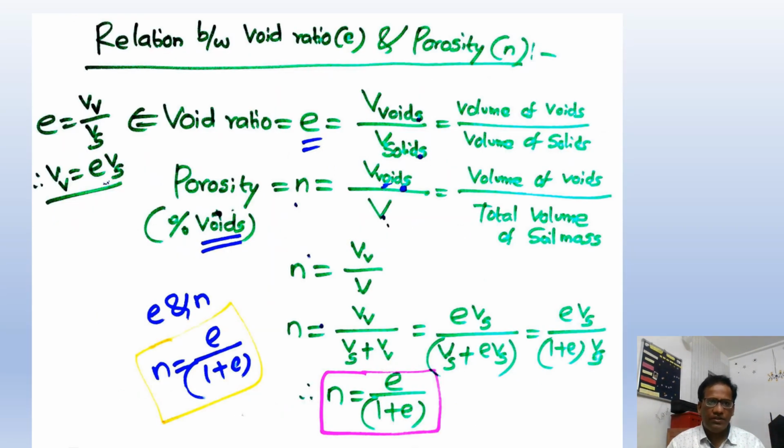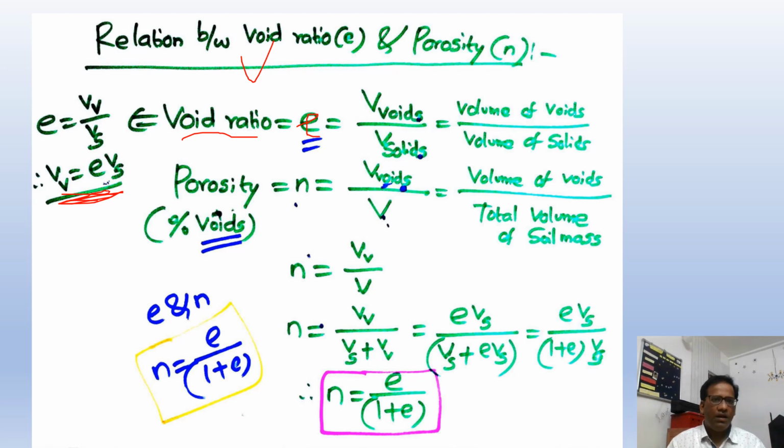Here we can see void ratio. This is a very important, basic property of soil. Void ratio is a pure volumetric relation. Void ratio is equal to volume of voids by volume of solids. In fact, we can define void ratio as the ratio of volume of voids to volume of solids. Here E is the symbol we are using for designating void ratio. E is equal to VV by VS, volume of voids by volume of solids. So now we can rewrite this as VV is equal to E into VS.